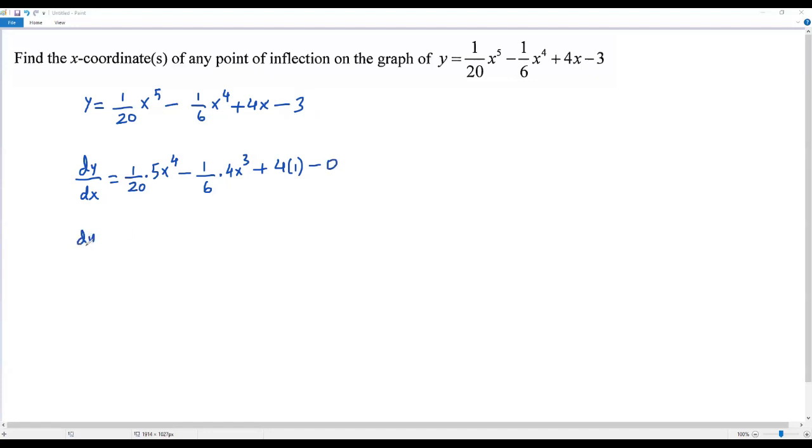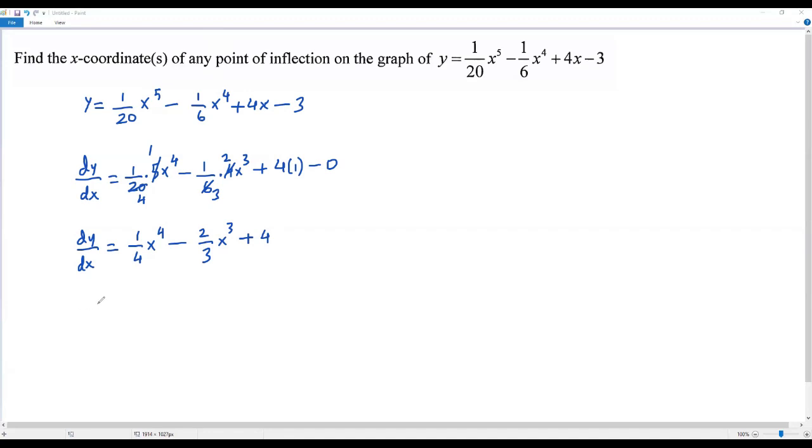So let's do some simplification. dy over dx equals, 5 goes into 5 one time and 5 goes into 20 four times, so I'm getting 1/4 times x to the fourth power. Negative, here we can simplify again: 2 goes into 4 two times and 2 goes into 6 three times. Then I'm getting 1 times 2 is 2 over 3 times x to the third power. Positive 4 times 1 is 4. Now I have completed the first derivative.